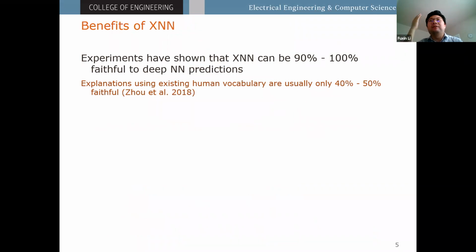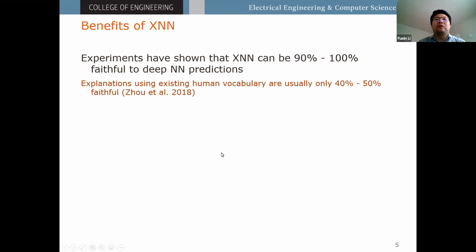But first of all, let's talk a little bit about the benefits of this. Our results have shown that with this approach, you can be almost perfectly faithful to the deep network predictions, in contrast to some other approaches which use human vocabulary. Usually those human vocabulary methods can only be 40 to 50% faithful. So basically, we are on the other end of the spectrum. If you use human vocabulary, you are not so faithful, but humans can understand it. But if you use XNN, you are indeed faithful, but it's not necessarily that easy to understand.